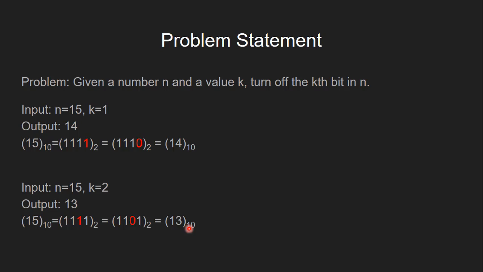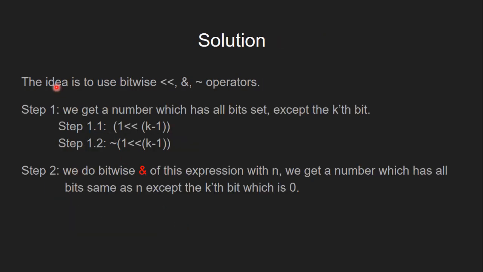Let's see how to solve this problem. The key idea is to use bitwise left shift operator, bitwise AND operator and bitwise NOT operator. In step 1, we get a number which has all bits set except the kth bit.